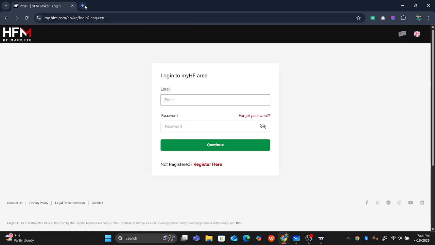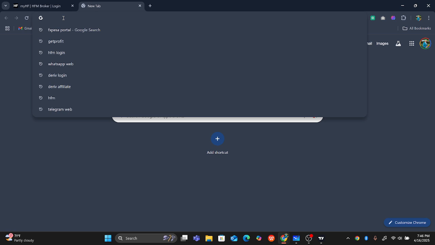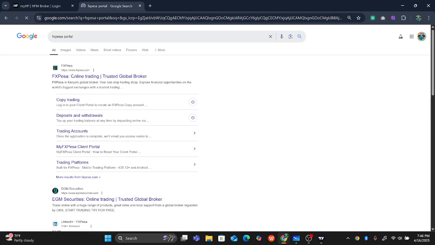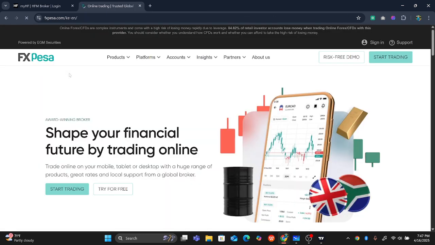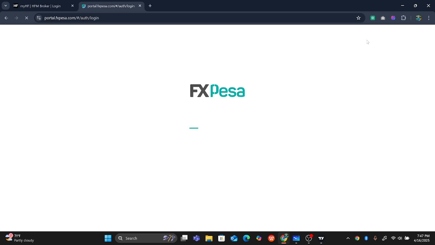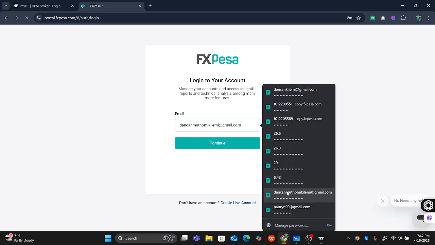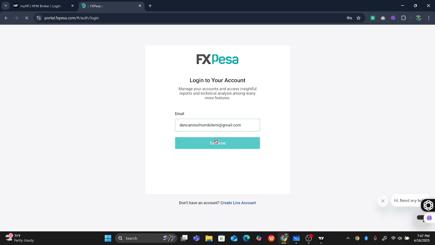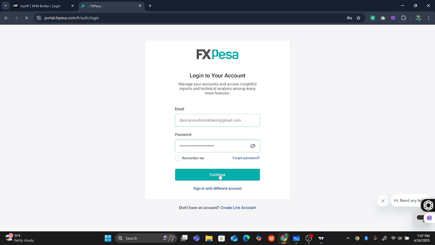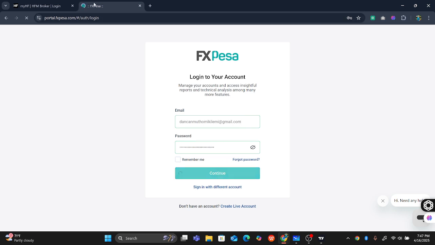So this is the HFM market. I also have an account with FX Pesa. Let me log into FX Pesa so that I can show you something interesting: how much I've made and how much I've deposited. Although at the moment I'm working with HFM, I trained with FX Pesa for 2 years, and I managed to make a good amount of money. Let me log in here so I can show you how much I made.